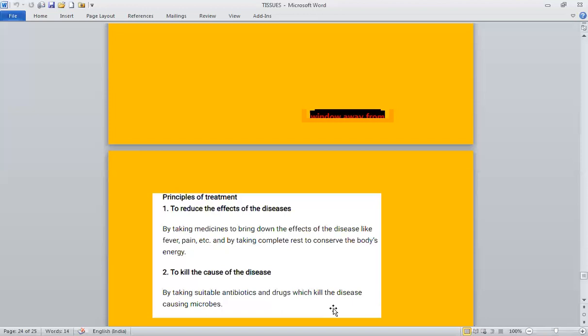So there are principles of treatment of these diseases. So what are these principles of treatment?